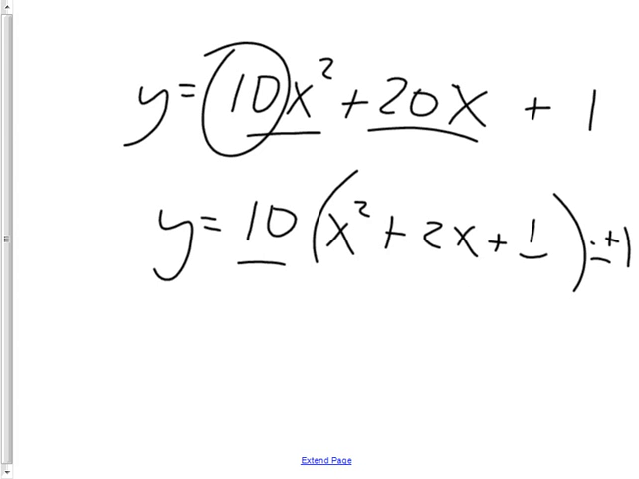Half and square, half of 2 is 1, 1 squared is 1. And now this is the part that is really easy to forget. That 10 there needs to go multiply there too. Because 10 times this 1 makes that line 10 times bigger. So this line needs to make up for that by also getting multiplied by 10.